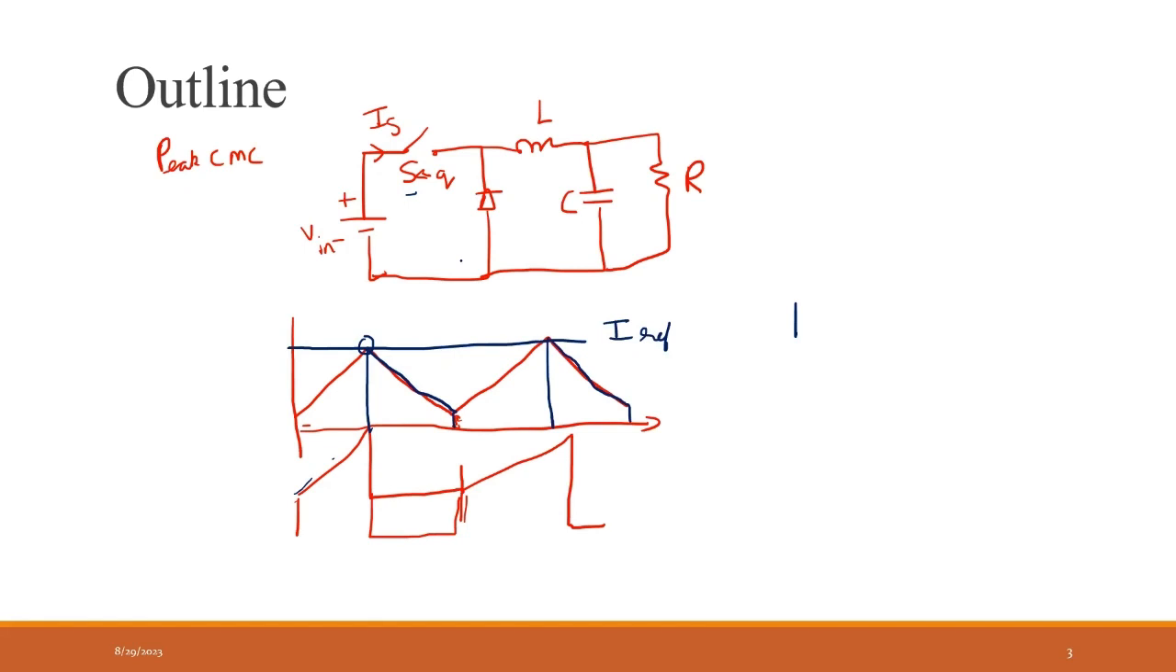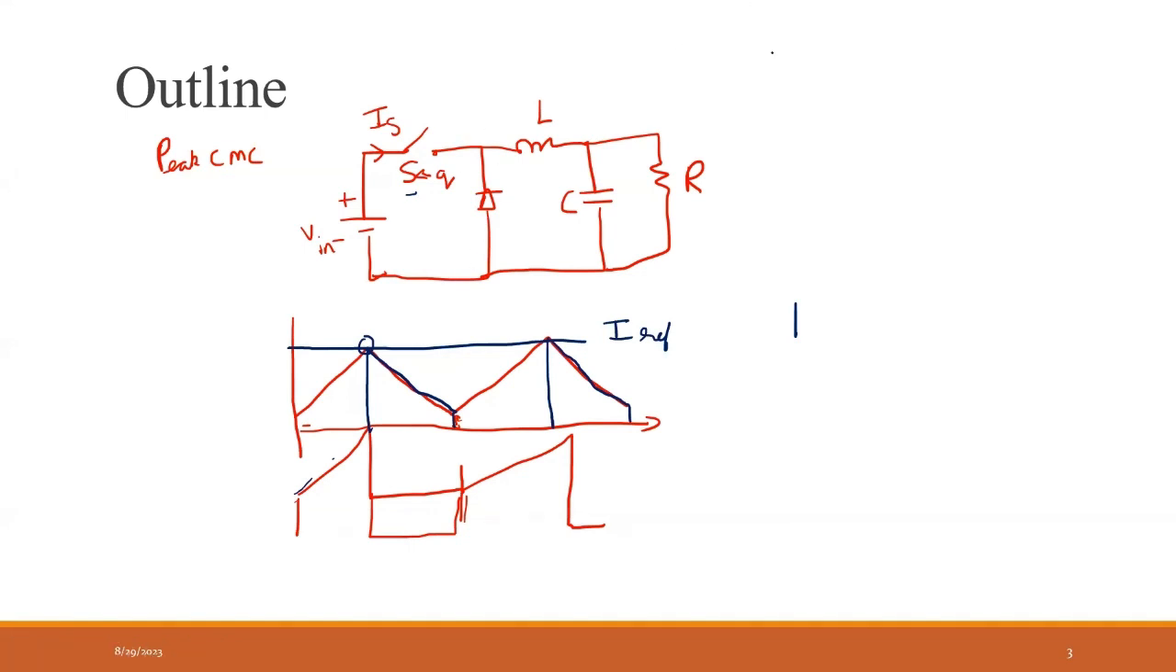Suppose it is a synchronous buck converter. First we need to switch off the high side switch by sensing this current, and then switch on the low side switch. So that is the reason why we are using peak current control for the top side switch. That is why we're doing current sensing at the top side.